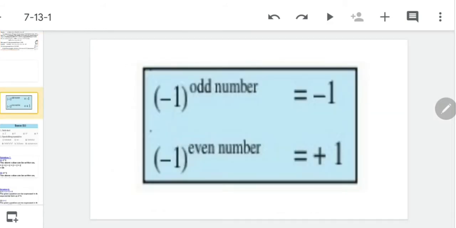One more thing you have to recall in this chapter which will be very useful, that is the odd power of a negative number, the answer will be negative. Okay. And even power of a negative number, answer will be positive. Okay.